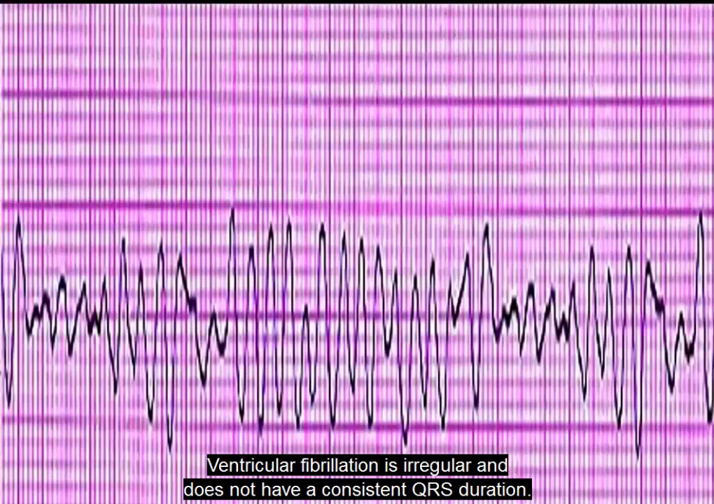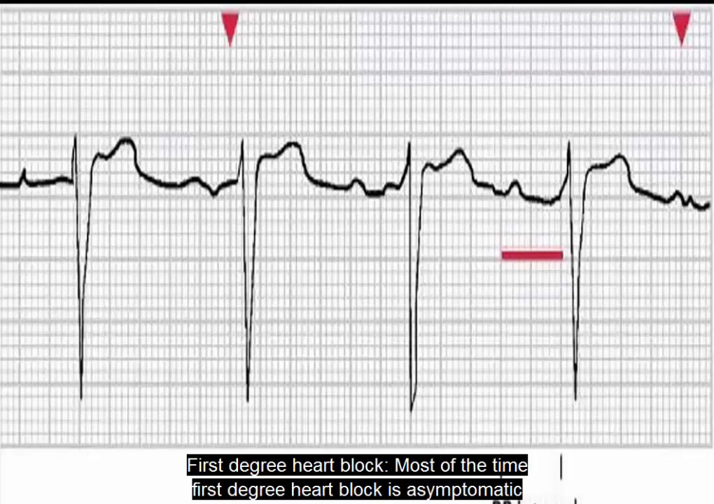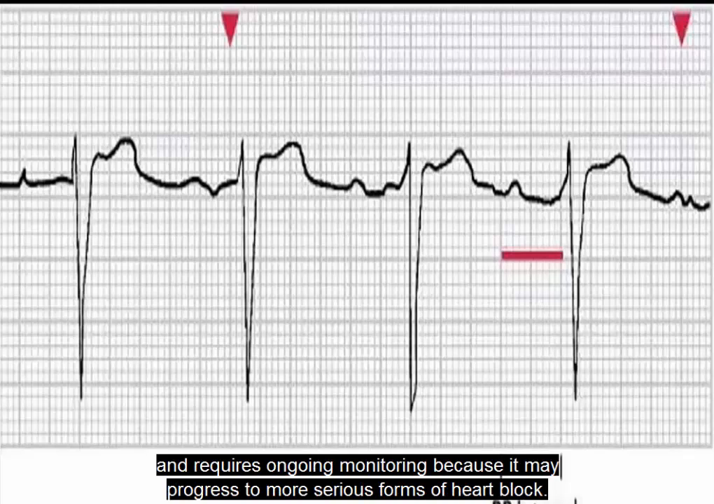Ventricular fibrillation is irregular and does not have a consistent QRS duration. First-degree heart block. Most of the time, first-degree heart block is asymptomatic and requires ongoing monitoring because it may progress to more serious forms of heart block.